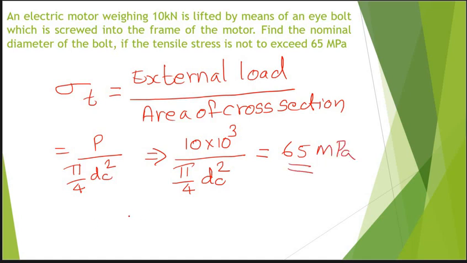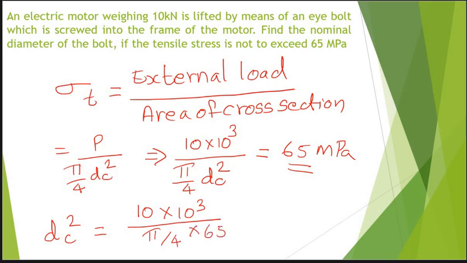So from this expression, what is dc square? We take dc square to the left side and the rest to the right side of the equation sign. So dc square is equal to 10 into 10 raised to 3 divided by pi by 4 into 65.